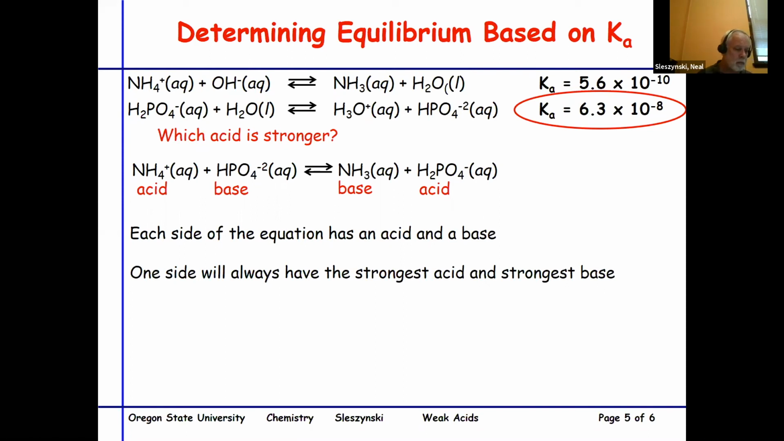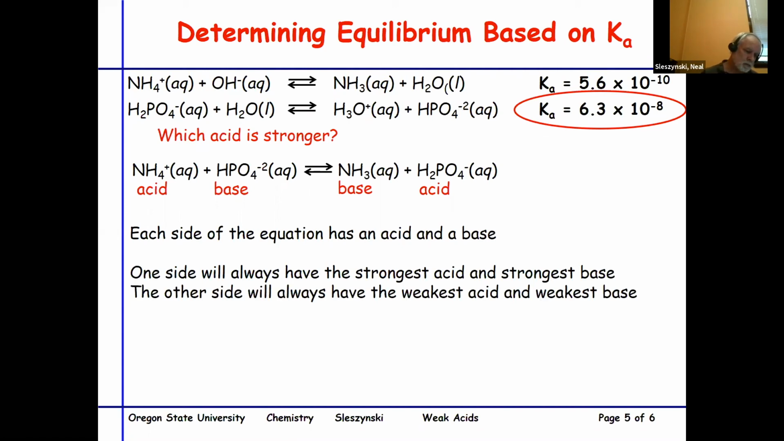When we have an acid-base reaction like this with acid-base pairs, one side of the equilibrium will always have the strongest acid and the strongest base. The other side will always have the weakest acid and the weakest base. Well, we have already identified diprotic phosphoric acid is the strongest acid in this acid-base equilibrium. That means that ammonium, NH4+, is the weakest acid.